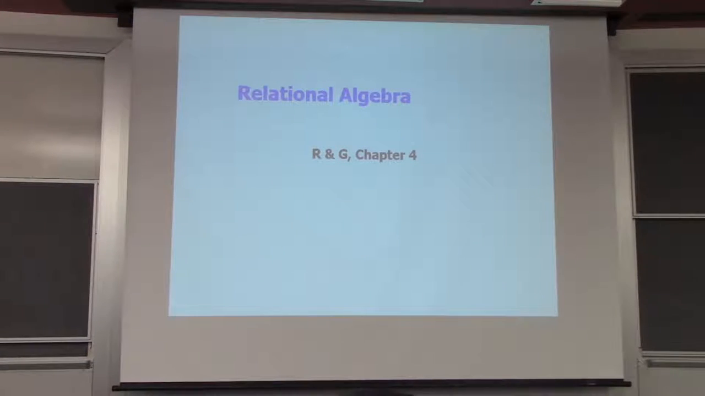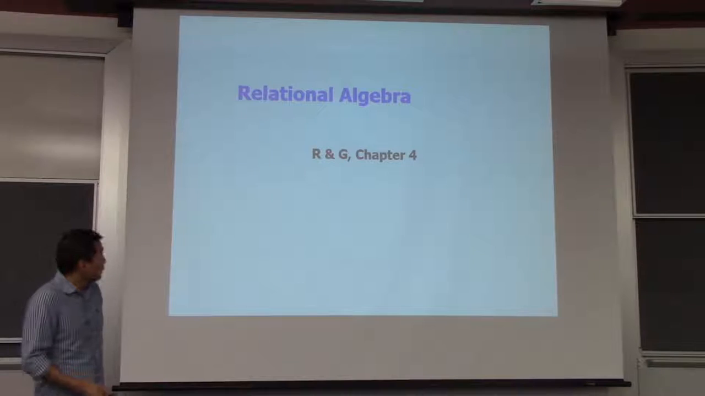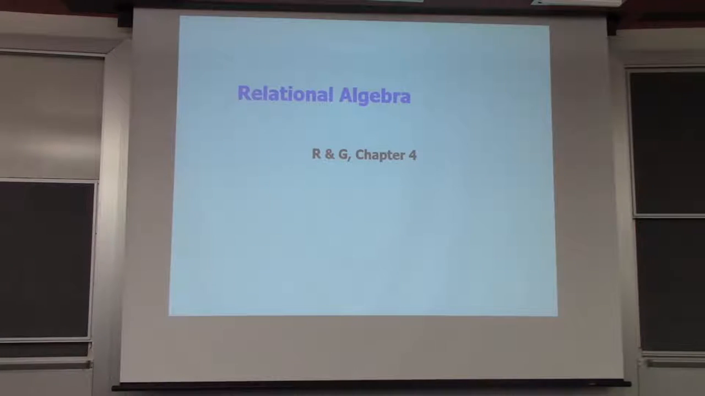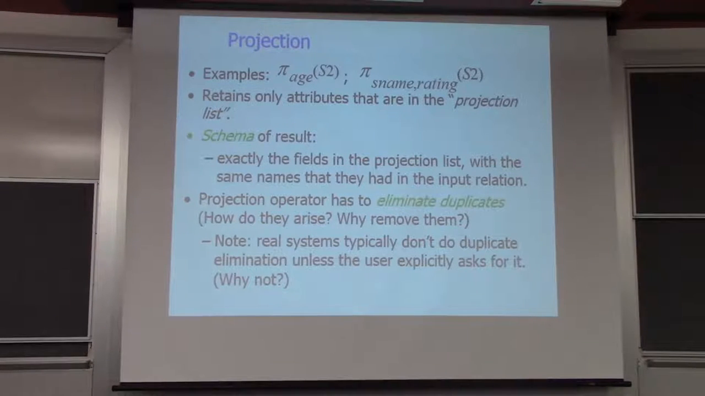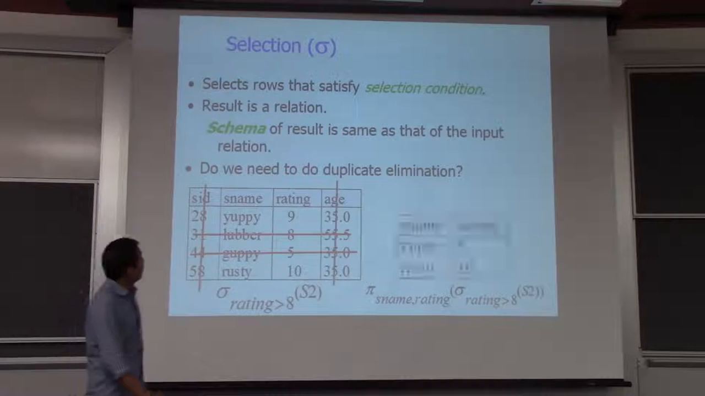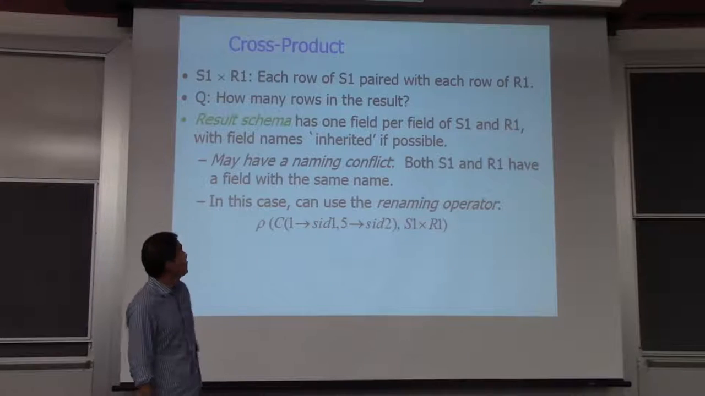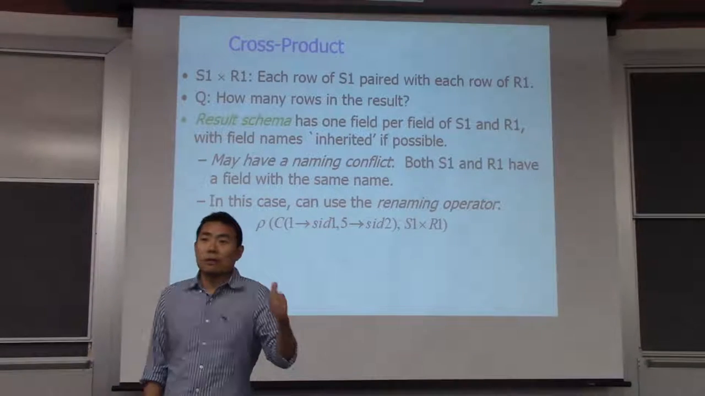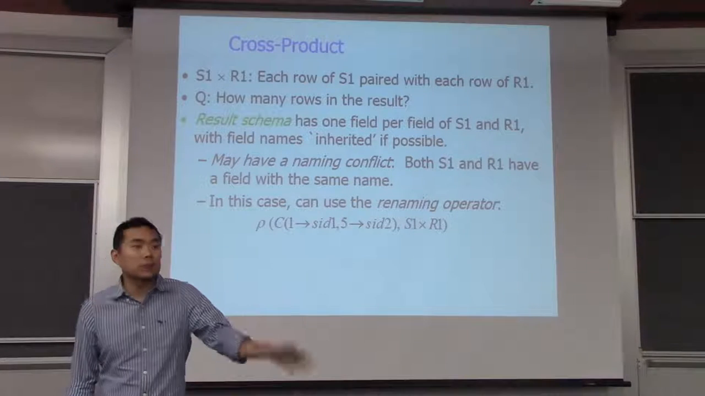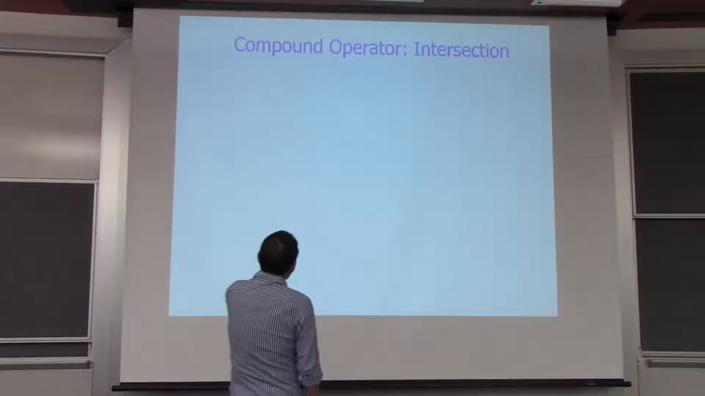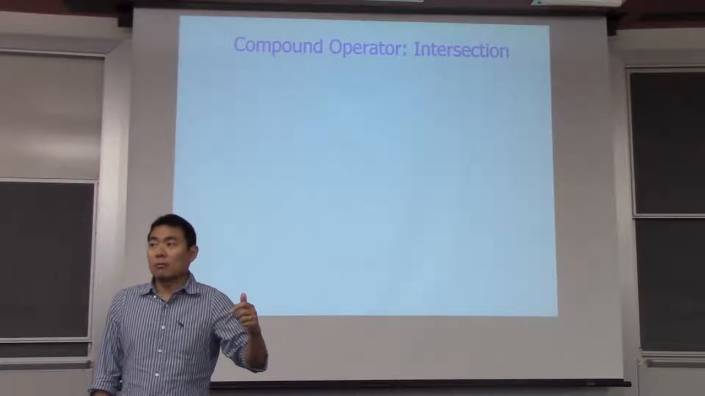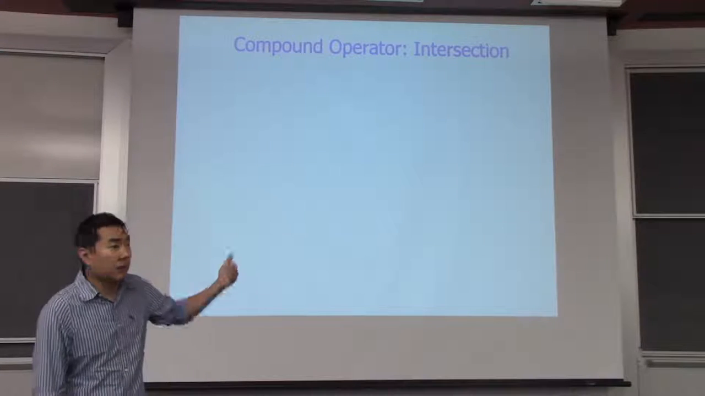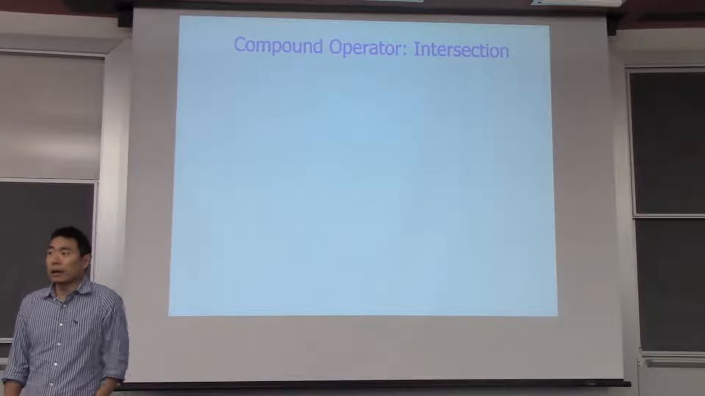That said, let's move on from where we stopped on Tuesday. We talked about the relational model and started the discussion on relational algebra. We finished the discussion of the basic operators. To do a quick recap: we have selection, projection, union, set difference, and cross product. Those are the basic operators. We talked about how we can use basic operators to express more sophisticated operators. One example of that is intersection, which we talked about at the end of last lecture.